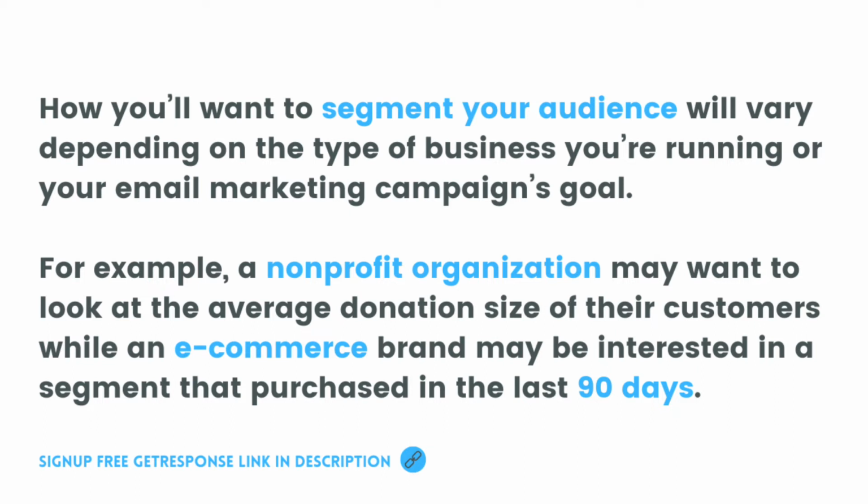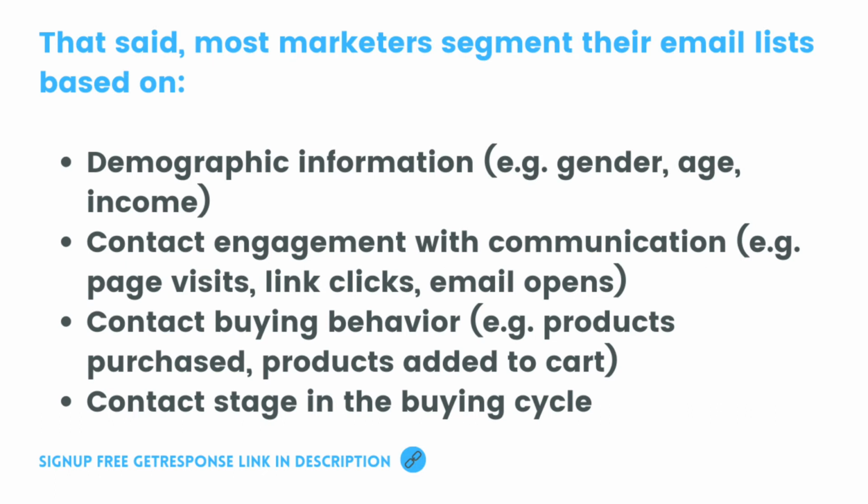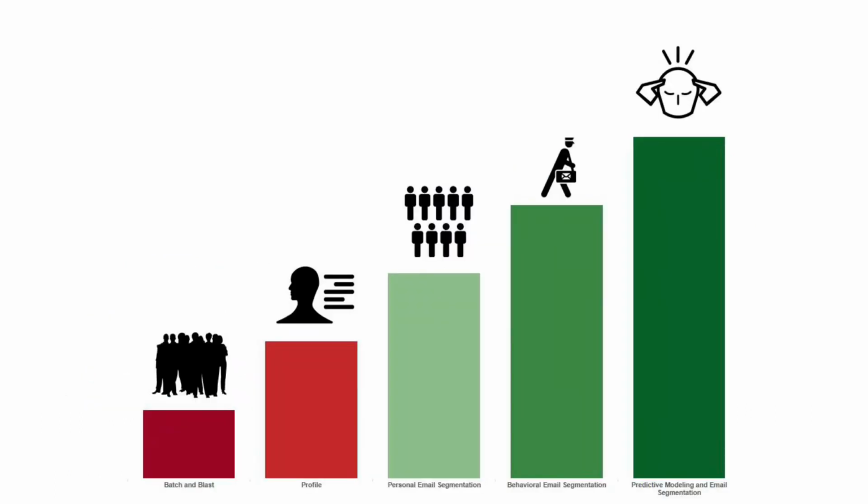How you'll want to segment your audience will vary depending on the type of business you're running or your email marketing campaign's goal. For example, a nonprofit organization may want to look at the average donation size of their customers, while an e-commerce brand may be interested in a segment that purchased in the last 90 days. That said, most marketers segment their email lists based on demographic information like gender, age, and income, contact engagement with communication like page visits, link clicks, and email opens, contact buying behavior such as products purchased and products added to cart, and contact stage in the buying cycle.